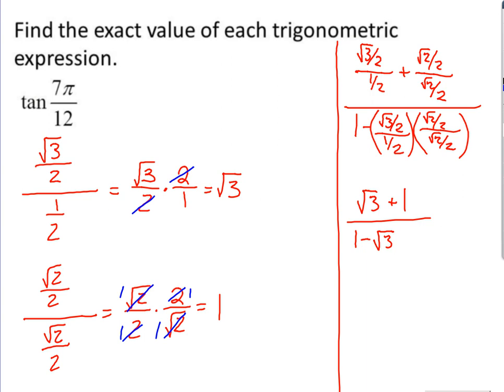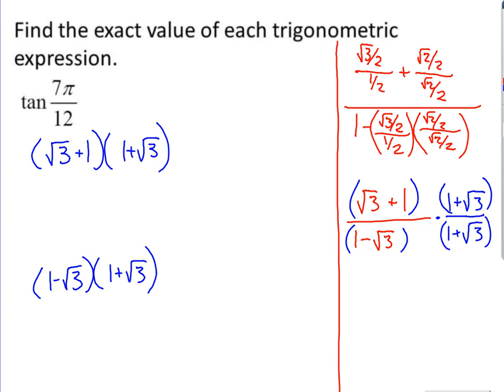Now we need to get rid of the subtraction in the denominator, so we can multiply by the conjugate. So that means we're going to multiply the top and the bottom by 1 plus radical 3. So we are going to have to multiply binomials on top and multiply binomials on bottom, which means we're going to have to FOIL.